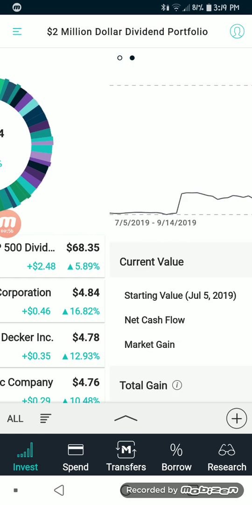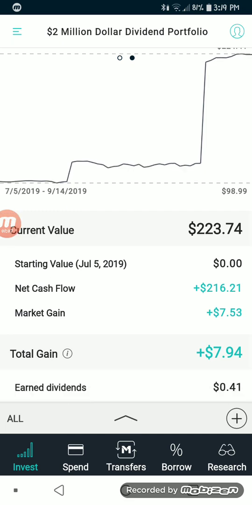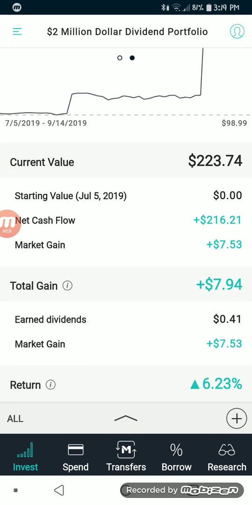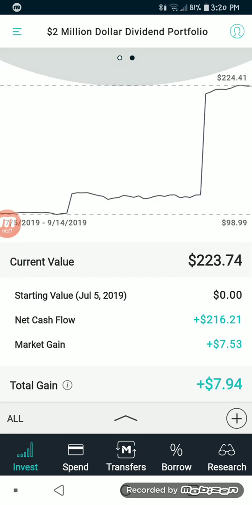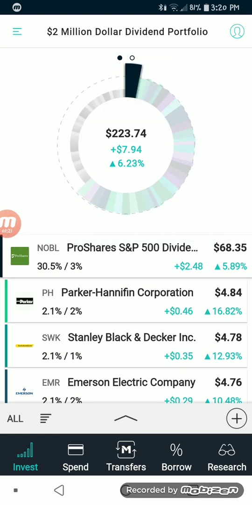If you scroll to the right, it's going to show you the overall growth of this portfolio. It includes money that you deposited into this account, as well as growth and market gain, as you see here, $7.53, your total gains, earned dividends and market gain, and your total return on your portfolio as a percentage on the bottom. So we scroll left, and here it's going to show you all the stocks that you have in this portfolio.